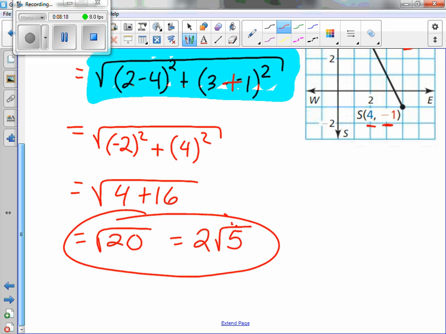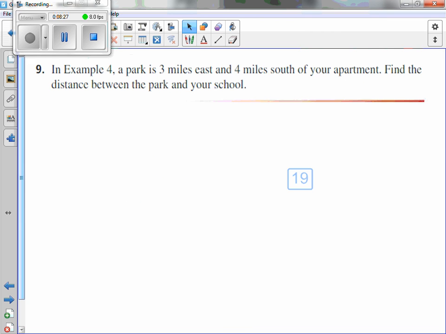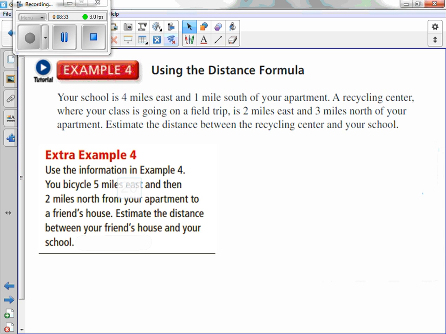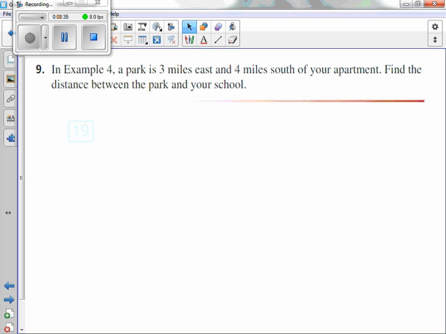Either one of these here is the correct answer. They both give us the same thing. And that's all we have to do for this problem here. That is finding the distance. So for any 2 points, we just got to find the distance between them.